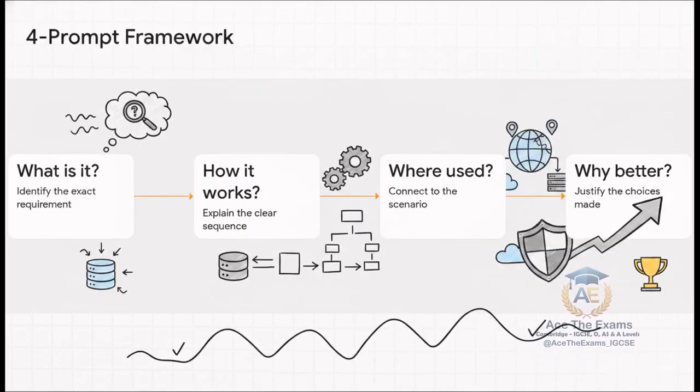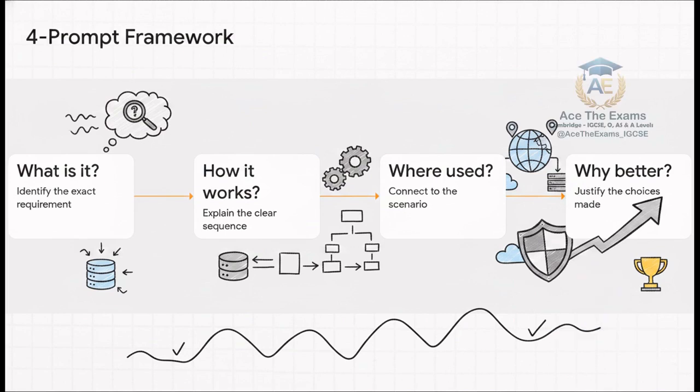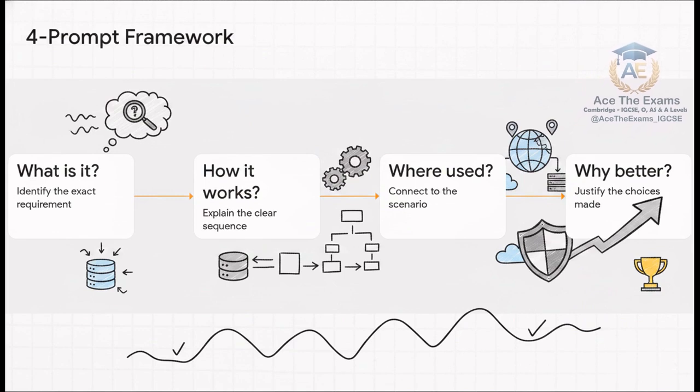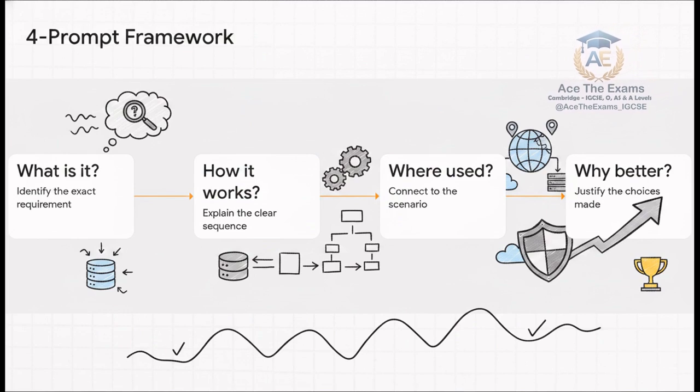Here is your foolproof framework. The source material shows us that a highly reliable memory structure for comparing HTTP and HTTPS relies on exactly 4 prompts. Number 1, what is it? Number 2, how does it work? Number 3, where is it used? And number 4, why is it better? If your exam answer doesn't hit these 4 distinct beats, it's incomplete.